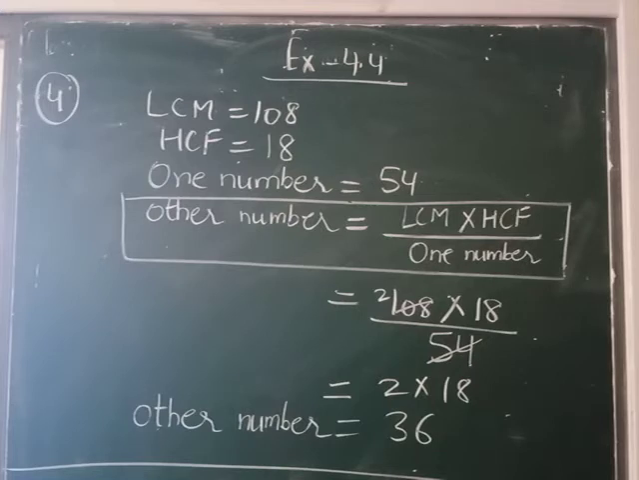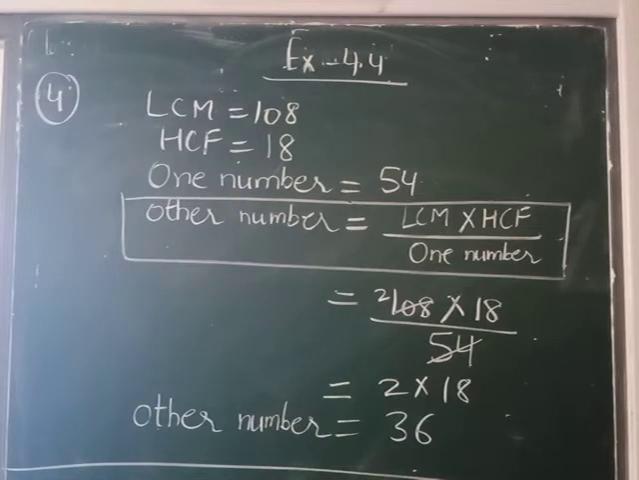So yes, 6th class, move towards the next sum, which is the 4th. The third we have already covered in the unit test syllabus, so I am coming directly to the 4th sum. It is given that the LCM of two numbers is 108 and the HCF is equal to 18. One number is also given, that is 54, and you have to find the other number. So the other number we have to find.